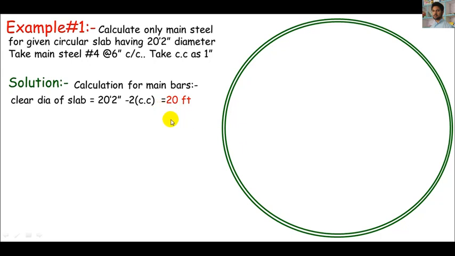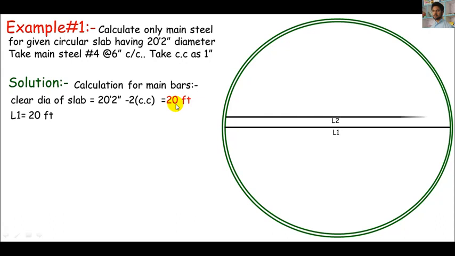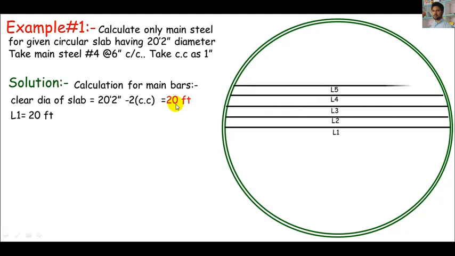Now what about L1, the length of bar 1? It's quite straightforward. L1 must be just the diameter of this interior circle, which is 20 feet. We did that a few minutes ago. Now what about L2, L3, L4 and so on?